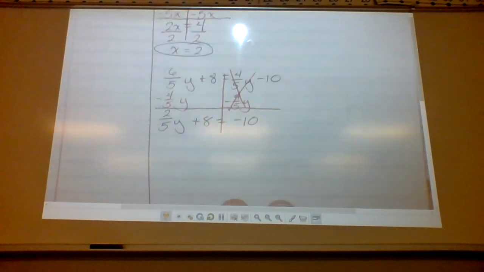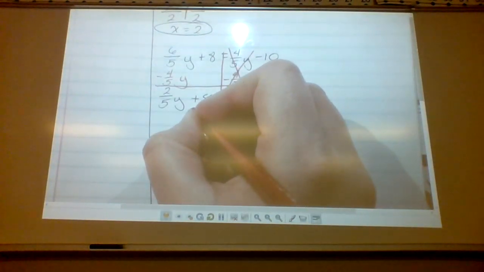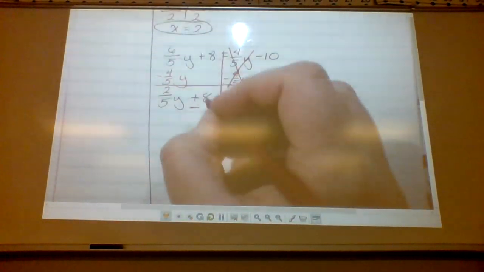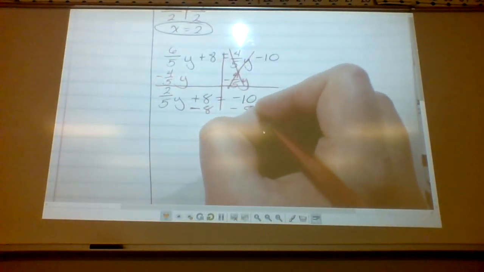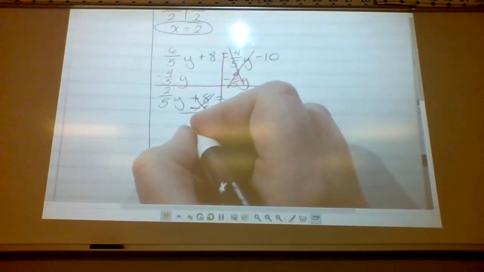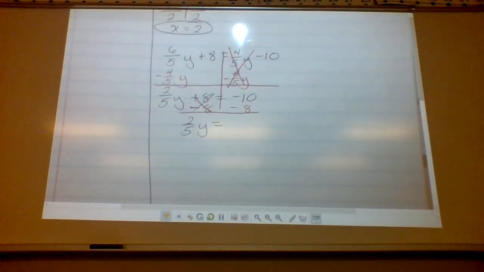Now it's this two-step equation. What side is your variable on? What operation do you see? Addition. What's the inverse? Subtraction. What are we going to subtract? 8, from both sides. So we now have 2/5 y equals what? Negative 18.